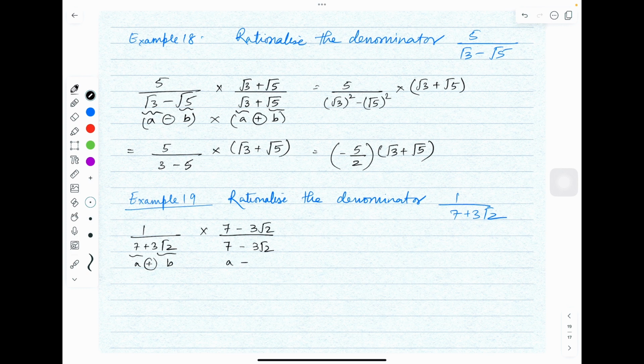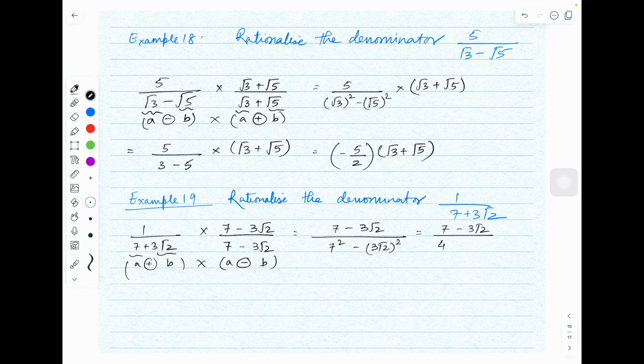You are multiplying a plus b into a minus b. The numerator part is 1 into this, so it is as it is, 7 minus 3 root 2. A plus b into a minus b is a square minus b square. Instead of a we are writing 7, so 7 square. Instead of b we are writing 3 root 2, so 3 root 2 square.